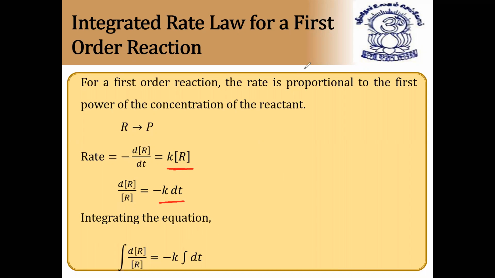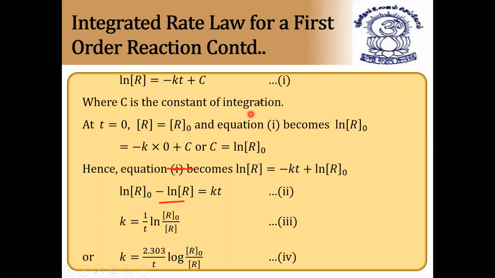Integrating the rate equation, we will get ln R, that is natural logarithm, is equal to minus kt plus c, where c is the constant of integration. At t is equal to 0, R is equal to R naught, and the equation becomes ln R naught is equal to minus k into 0 plus c. All these things, no need to write, simply listen carefully. This is the derivation which is given in the textbook, also the NCERT textbook. So step by step, try to understand.